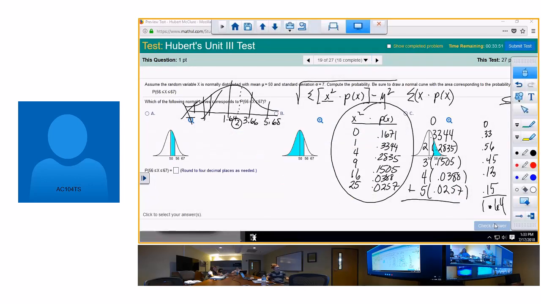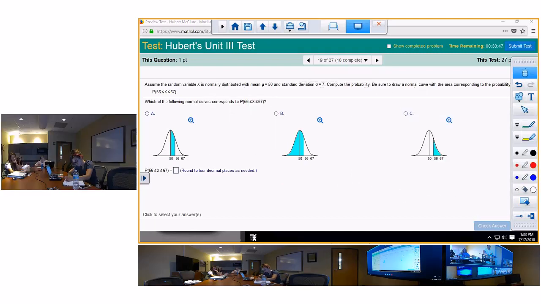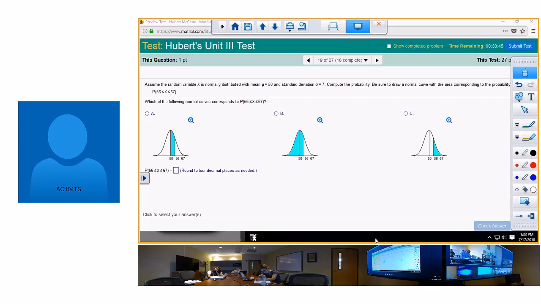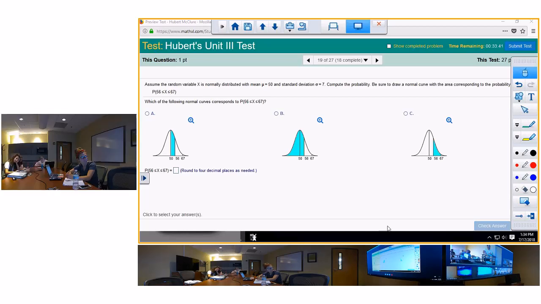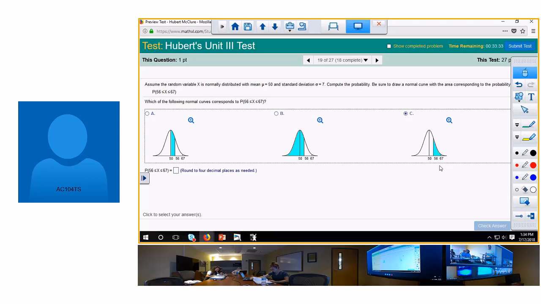All right, try that one. This one says, we already did 56 to 67, didn't we? We did 30. Okay. All right, well, I'm going to let y'all do this one. I'll go ahead and mark the picture. I'm going to let y'all do it and give me 4 decimal places.